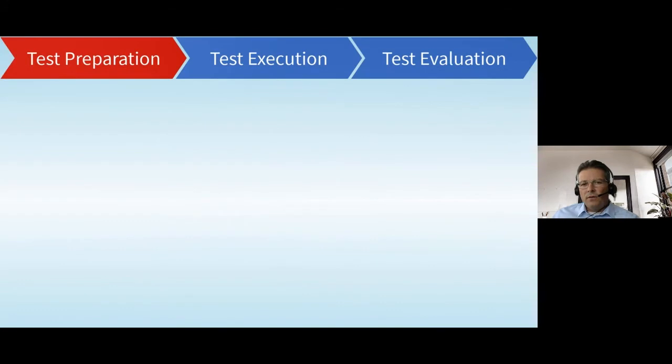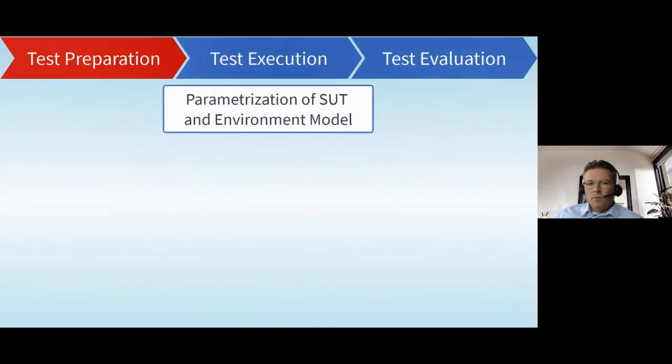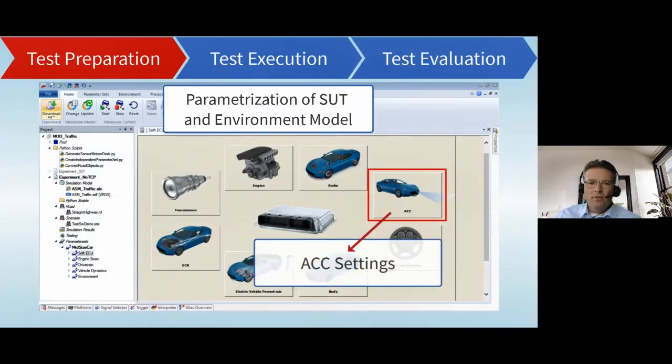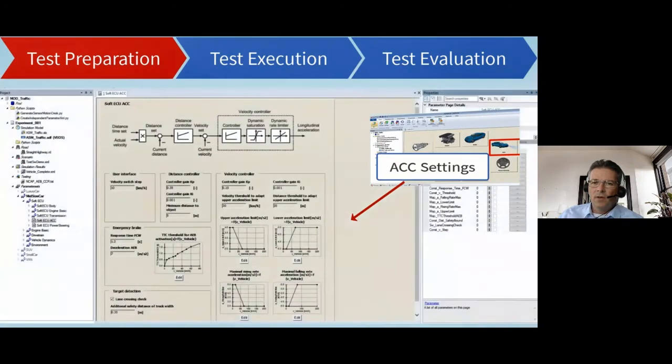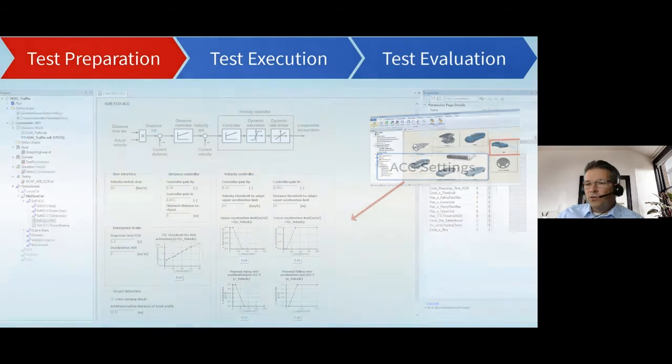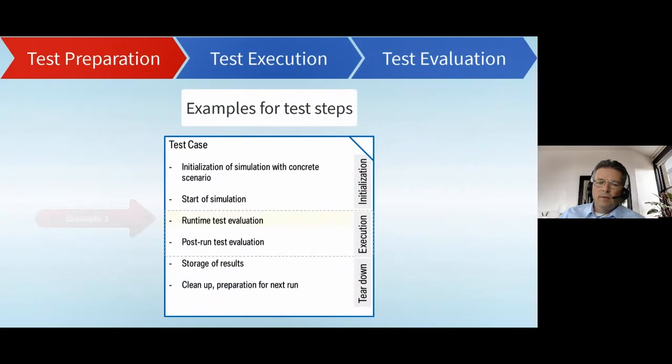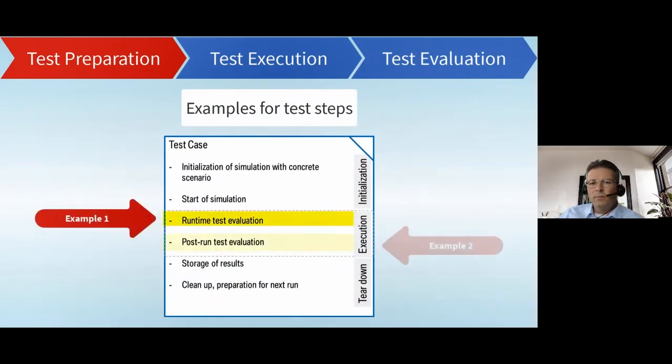For every part of the ASM model, parameters exist to adapt the model to concrete vehicle specifications. All in all, several thousand parameters are offered and can be configured with dSPACE ModelDesk. For every area of the model, a specific parameter configuration page is available. For the proof of concept, we have implemented 6 test steps. 2 example steps will be explained in greater detail.